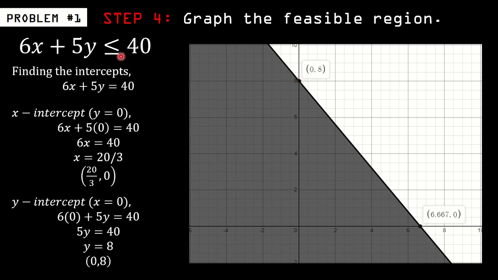And as you notice, we have here less than or equal. Since that is less than or equal, we have a solid line. And in addition, since it is less than, we need to shade the lower region here, to have the 6x plus 5y less than or equal to 40.